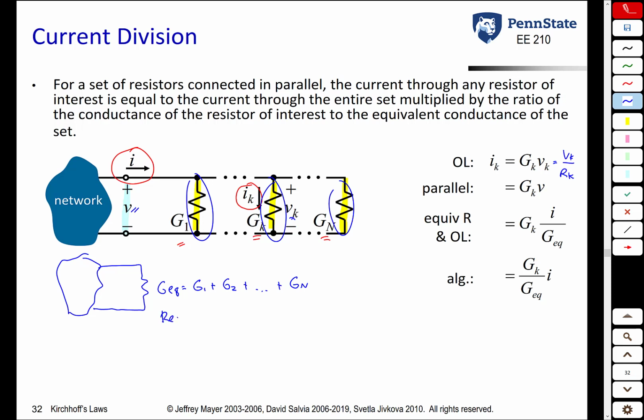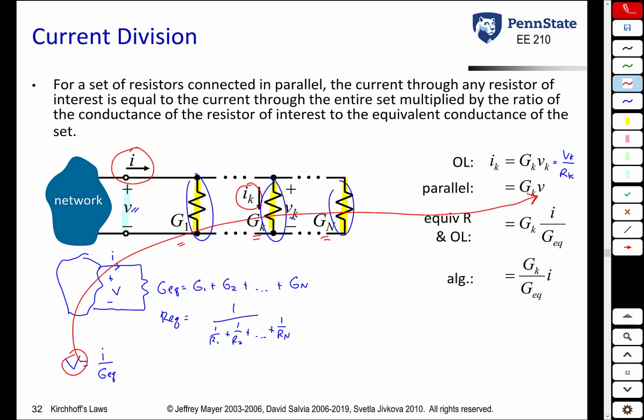Of course, R equivalent is what? It's 1 over R1 plus 1 over R2 plus 1 over R sub n. This current I is that, this voltage V is that. From Ohm's law, what do we know? We know that the voltage V is equal to I over G equivalent, right? From Ohm's law, V equals I times R, or V equals I over G. We can plug this into here, and that gives us this expression here.